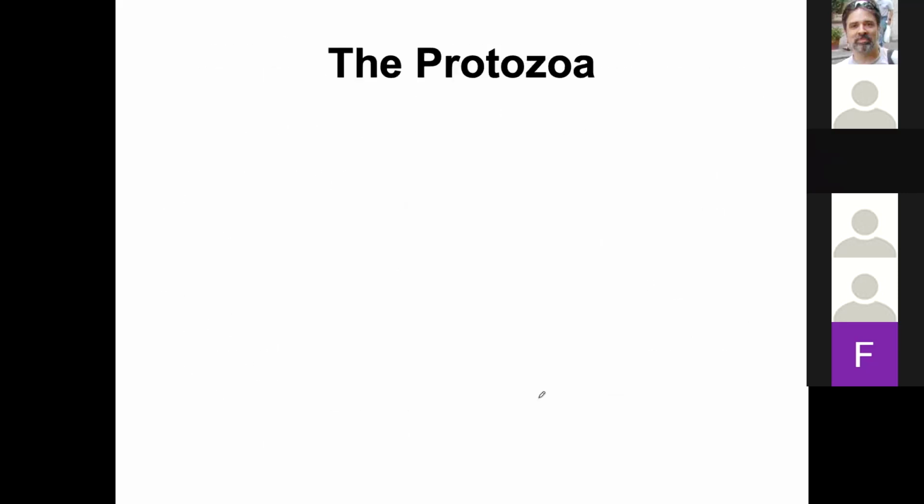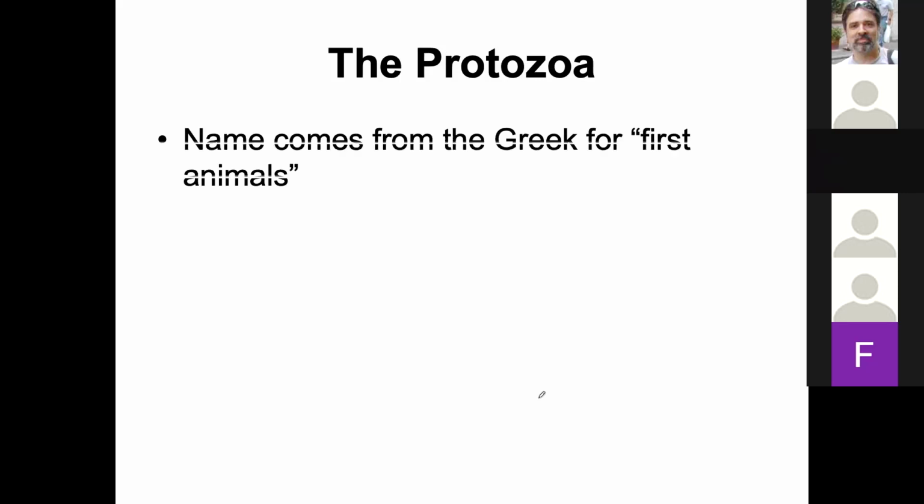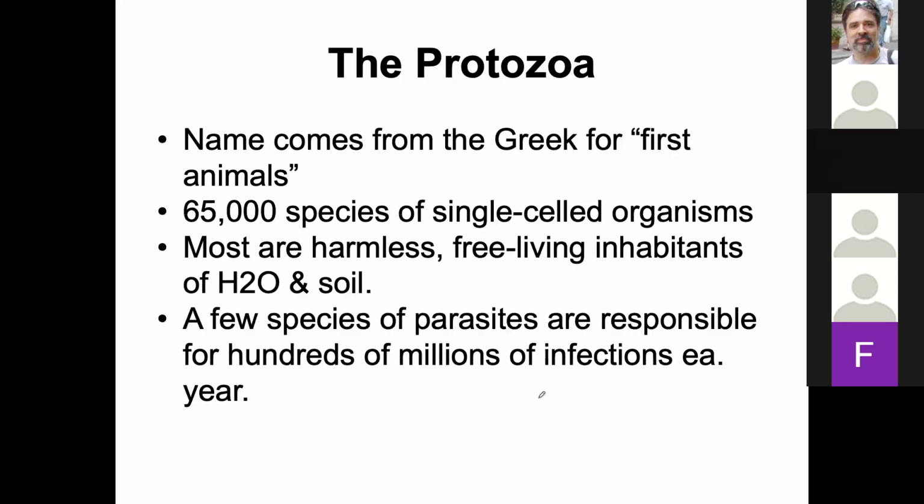The second to last eukaryotic group is the protozoa. Okay, the name comes from the Greek for first animal. All right, there are about 65,000 species of these, and they're all over the place. They're in the soil, they're in the water, they're on and in you. Some of them are parasitic and generate human disease annually.